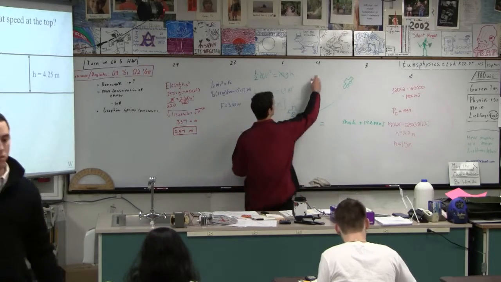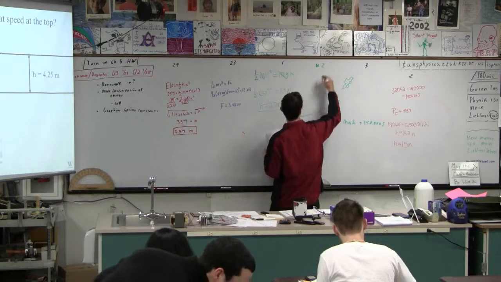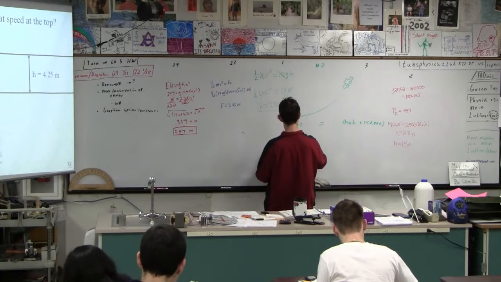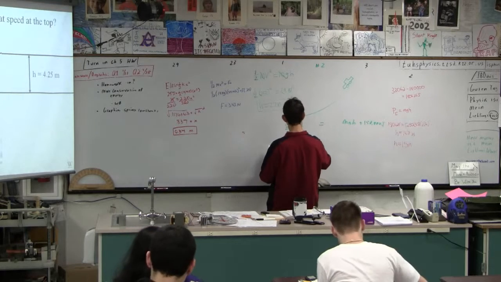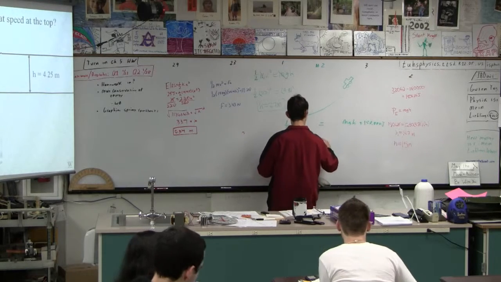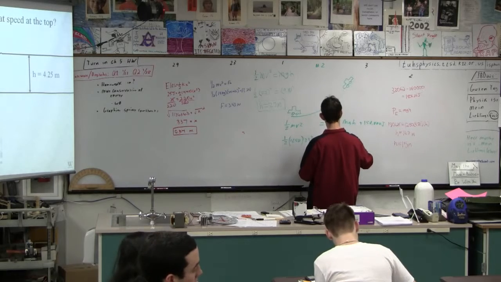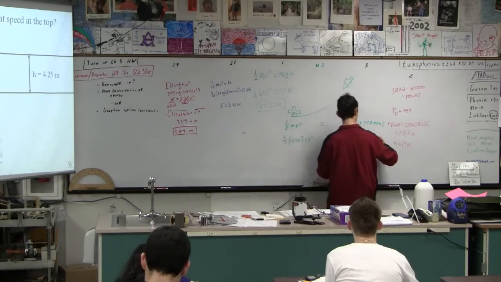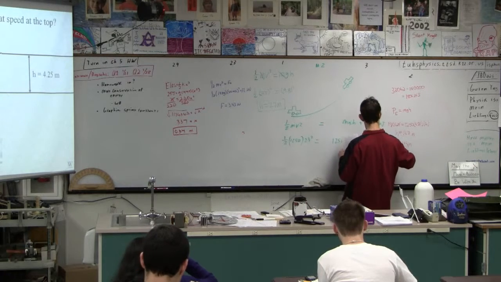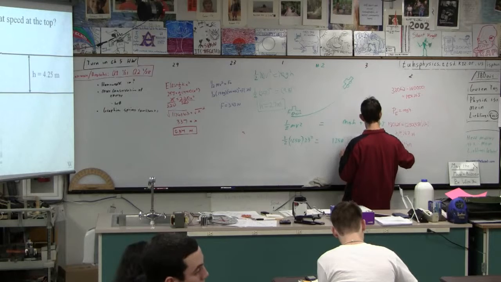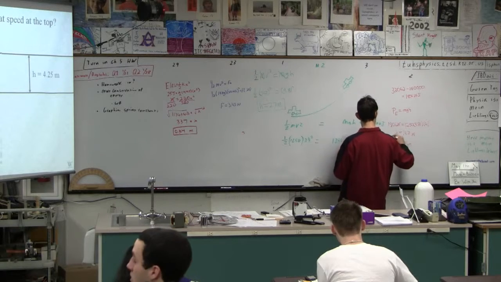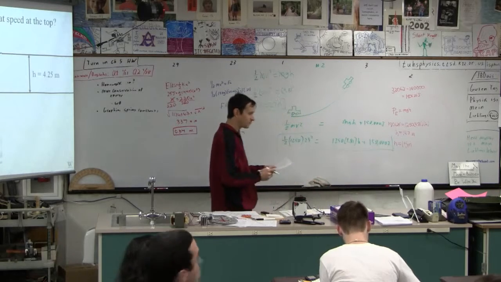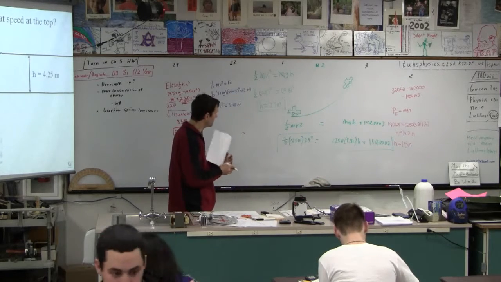This is number 2, right? So now we can just plug in our numbers: 1/2 times 1250 times 20 times 23 squared equals 1250 times 9.81 times h, which is what we don't know, plus 150,000. Right? That comes from the problem. It says if it loses 150,000 joules. Right?